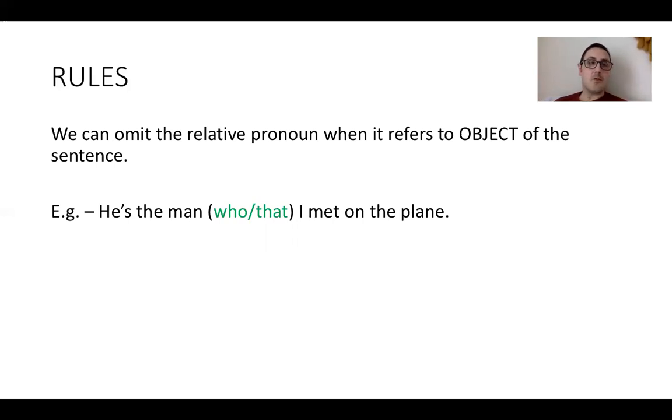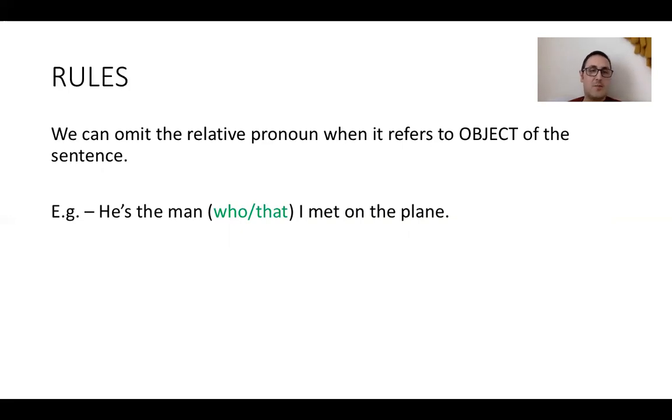Okay, so the rule is that we can omit the relative pronoun when it refers to the object of the sentence, okay? So if it's talking about the object of the sentence and not the subject, you can remove it, okay? So you have, he's the man I met on the plane. Now, you could say he's the man who I met on the plane, or he's the man that I met on the plane, but you can also leave it out.